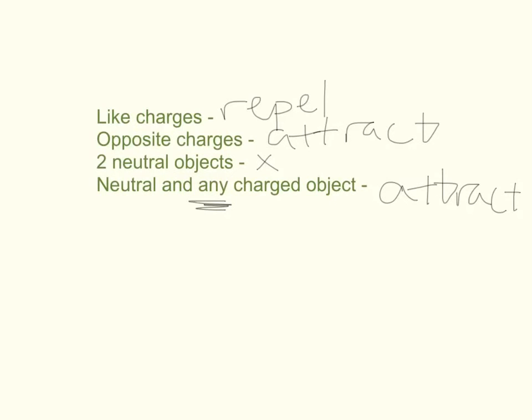So when you're making observations, if you see a repulsion event, you know for sure they're similarly charged. If you see no event, you know that they're both neutral. And if you see an attraction, you have to make a decision between opposite charged and neutral and charged, often based on an additional piece of information.